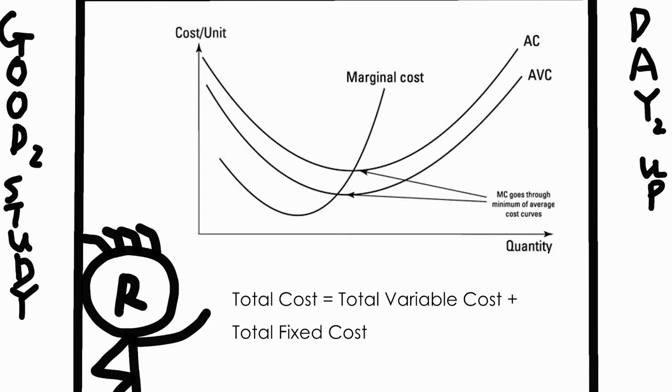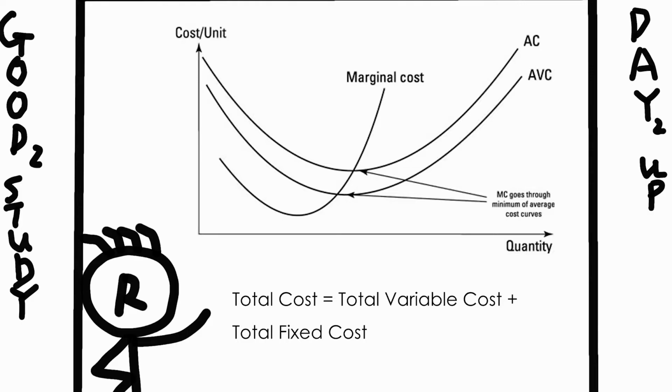Now let's take a look at this graph. The y-axis is cost per unit and the x-axis is quantity of production. And we have marginal cost, AC stands for average cost, AVC stands for average variable cost. What is marginal cost? Marginal cost means how much it'll cost you to produce one additional iPhone. So the marginal cost is different from the average cost. Please pay attention to the difference between marginal cost and average cost. Don't get them mixed up.